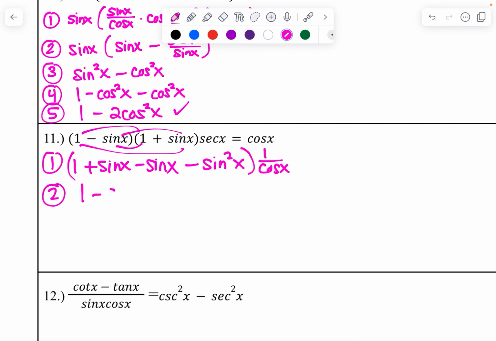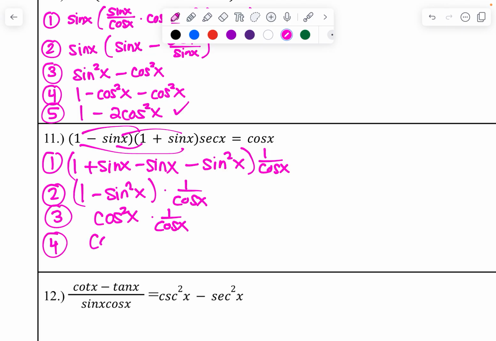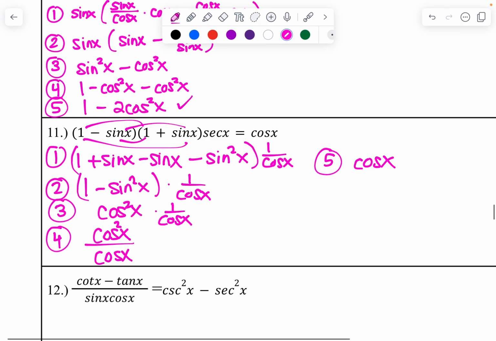So what we really have is 1 minus sine squared of x times 1 over cosine of x. Well, we know that 1 minus sine squared is equal to the cosine squared of x. And if we multiply that by 1 over cosine of x, we've got cosine squared of x over cosine of x. So one of those cosines will divide out from top to bottom, and we're just left with the cosine of x.